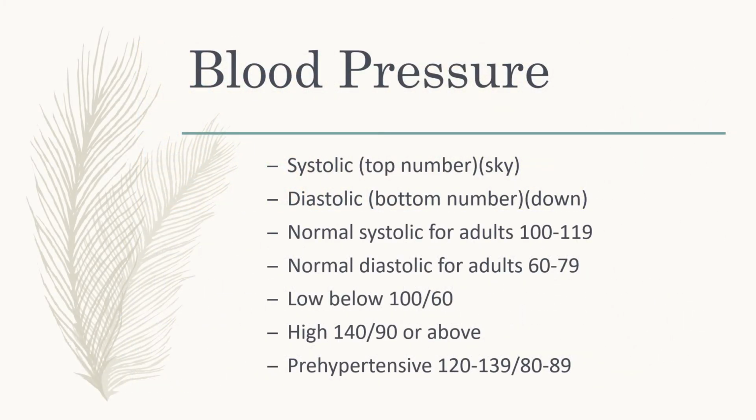Blood pressure, you have your systolic, which is the top number. You can remember that by sky. They both start with S. You have diastolic, which is the bottom number. Think of down. Again, those both start with D.